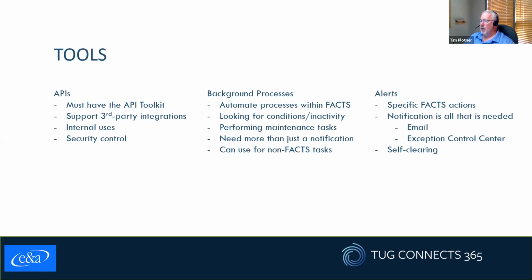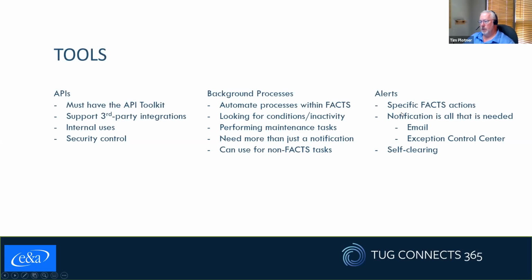The alerts are really for when only a notification is needed. In other words, you don't need to take action. Whereas with a background process, you generally need to do more than just get a notification. You need to take some action, or it's something that is not already in a program in FACTS, like the PO receipt register as an example.